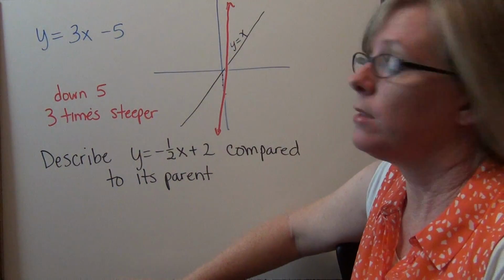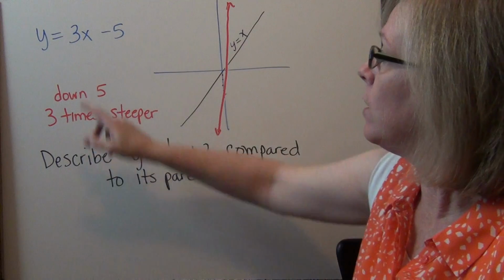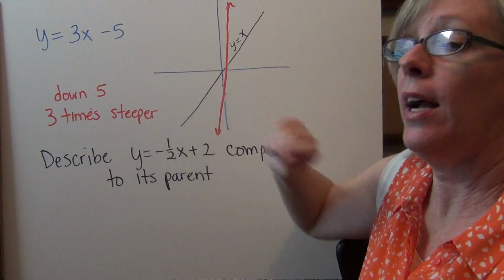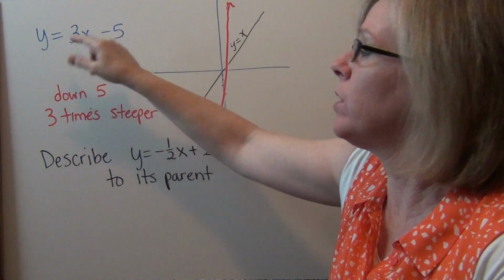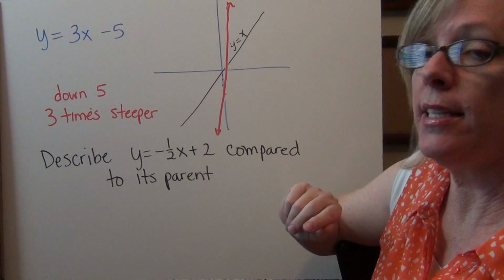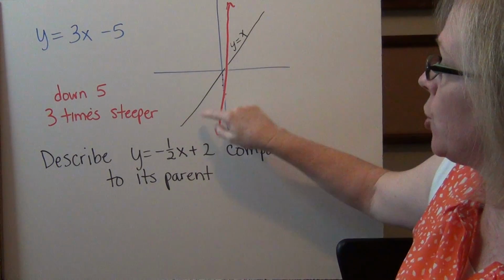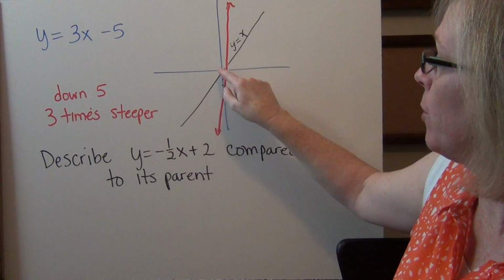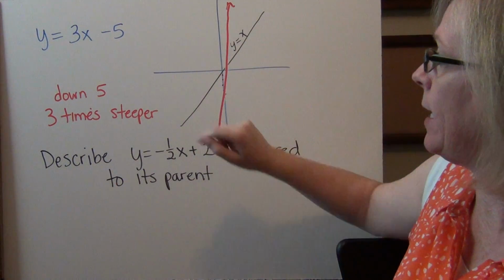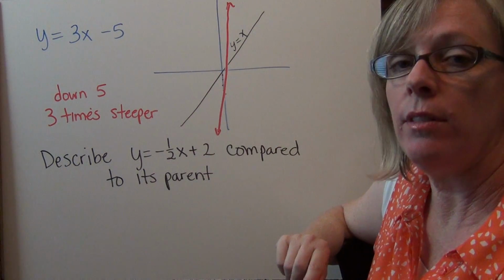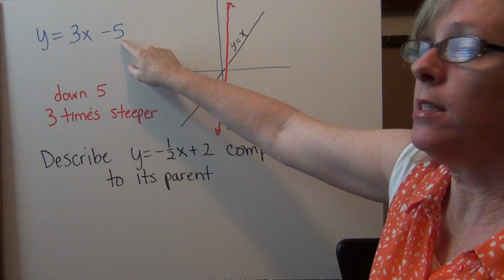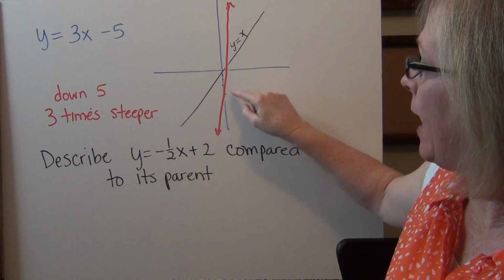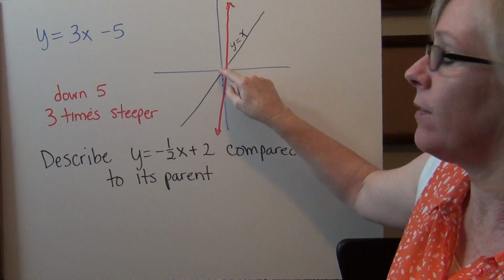Okay, let's look at a linear function. y equals 3x minus 5. I know it's linear because there's no exponents involved. So first thing I did was draw the parent function, which is y equals x. It would go through the origin and cut these right in half. Now what's different? Minus 5 means it's going to intersect at negative 5 instead of at 0, 0.